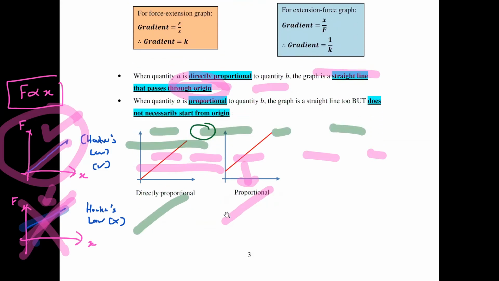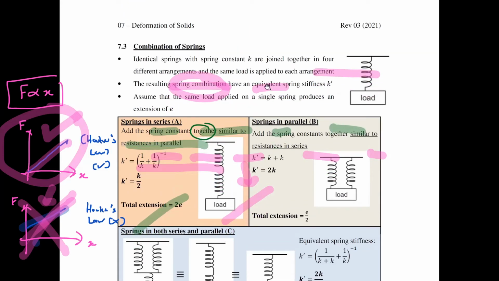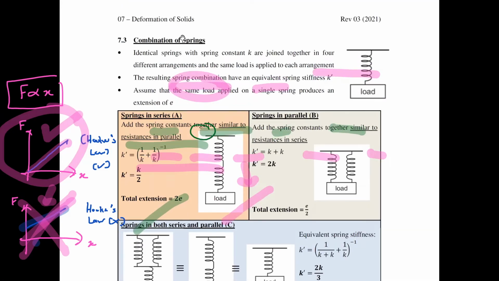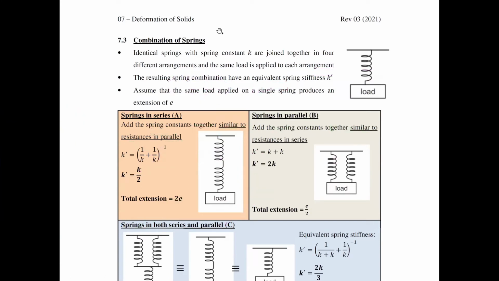Okay, so that is Hooke's law. Now there will be cases where you will be given some spring combinations and then you'll be asked to find out what is the spring stiffness of that system.